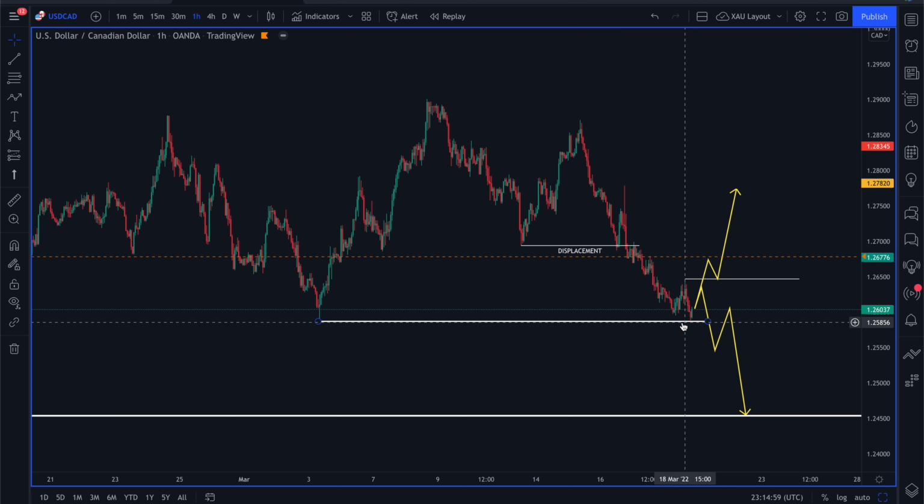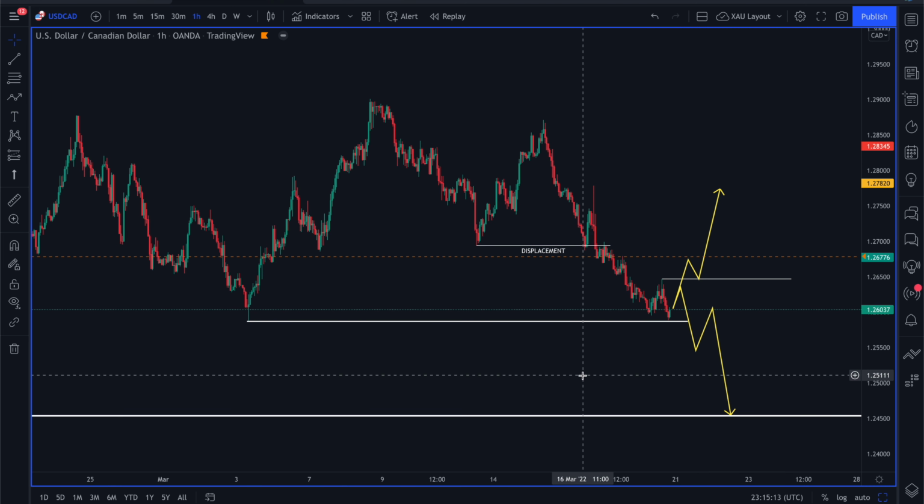Price has failed to actually break below this, which tells me that price could in fact start to move higher again, or alternatively it could just be retesting before it goes on to take its next push down. Hence why I've had these two paths drawn out here. It will be interesting to see how this plays out.